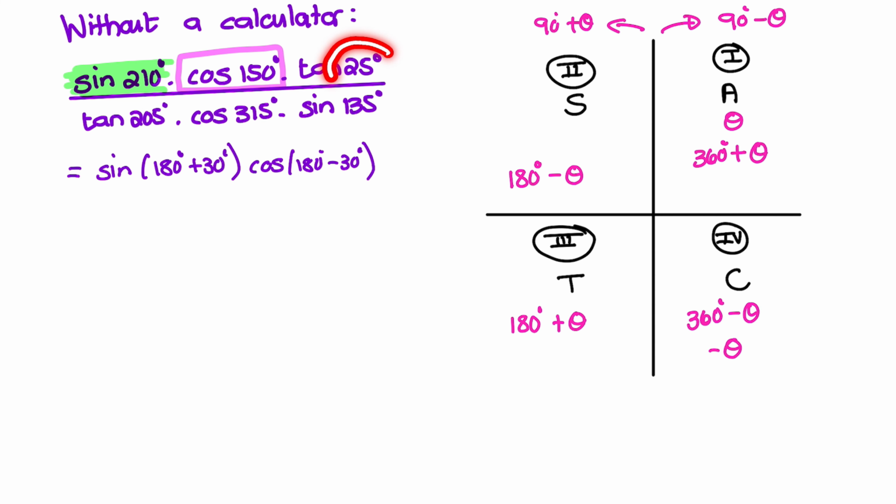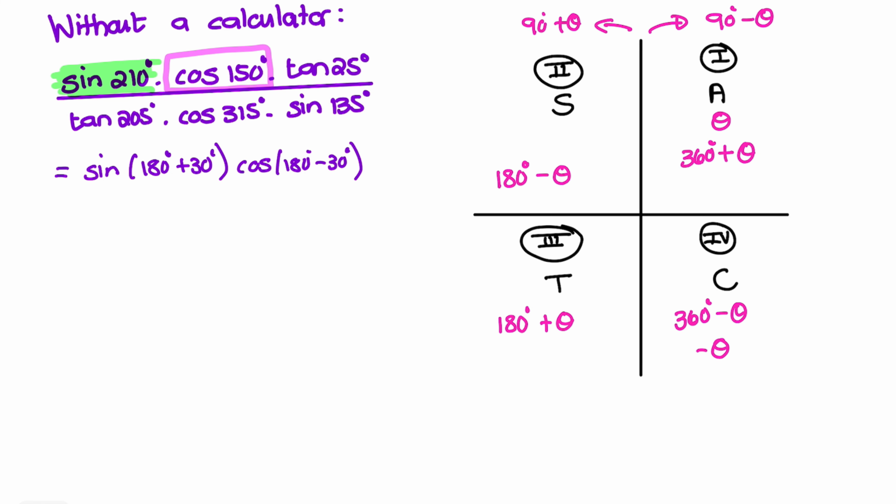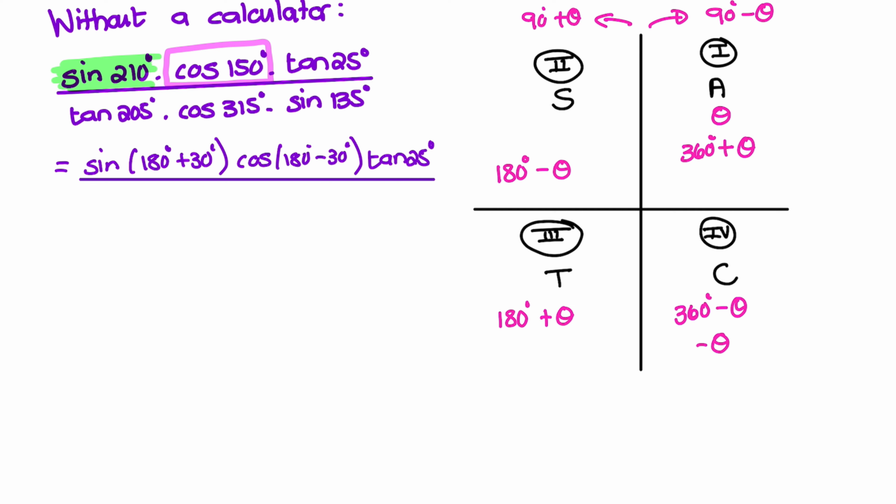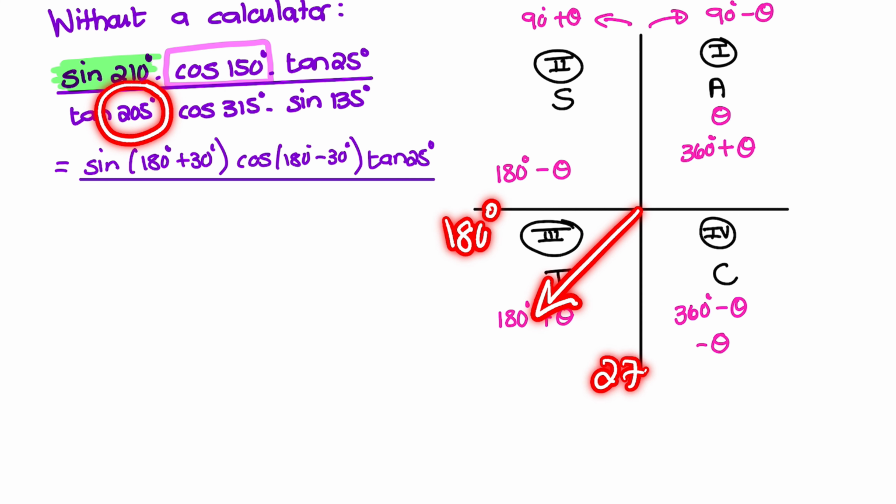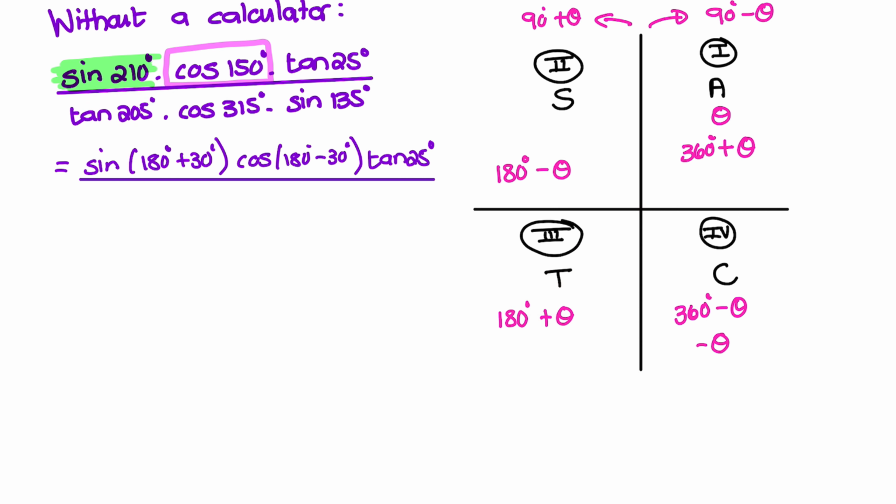Next, we have tan of 25 degrees. That's already an acute angle, so we don't have to rewrite tan at all. In our denominator, we have tan of 205 degrees, and again, that places us in the third quadrant because it's more than 180 but less than 270. So I'll rewrite 205 as 180 degrees plus 25, which will give me 205. So that is tan of 180 plus 25.